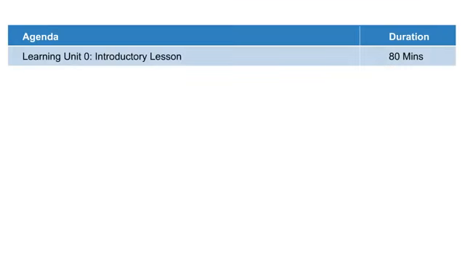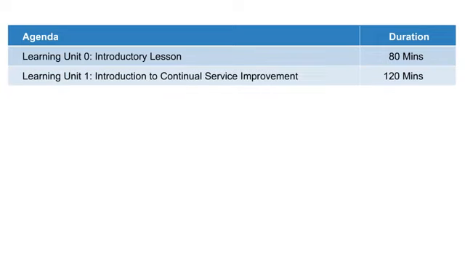Let me give you an overview of all the learning units of this tutorial. In all, we have 9 learning units, including the introductory lesson, which we will be completing in a few minutes. Let's look at the other learning units now. Learning Unit 1 talks about the introduction to continual service improvement. This learning unit will cover and introduce you to the concepts and terminology used in the field of continual service improvement. Purpose, objectives, scope, functions, and value to business are discussed in this learning unit.